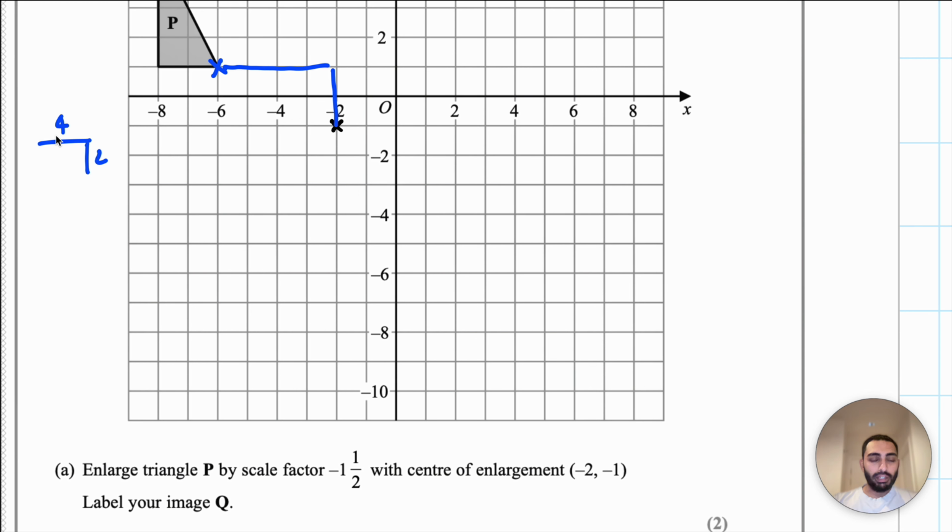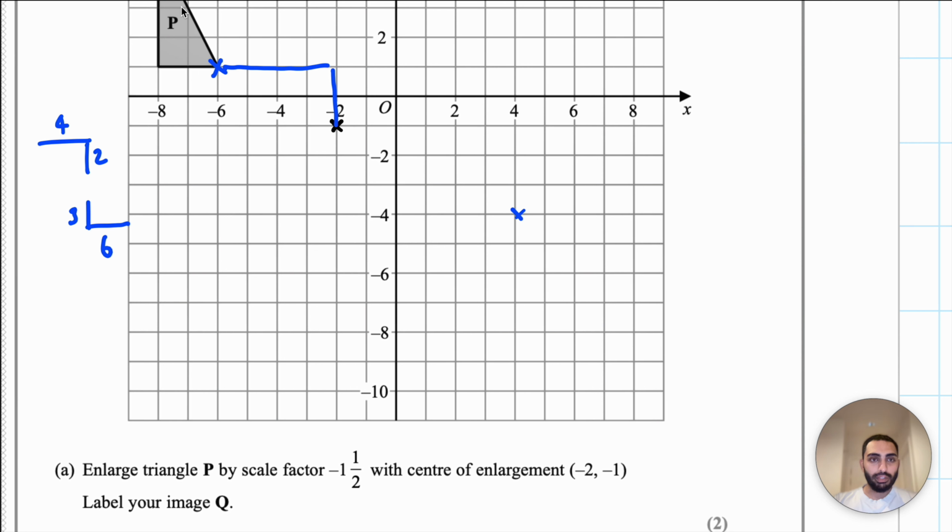Because I've got up by 2 and across by 4, I need to do the opposites of that, but times it by 1.5. So I'm going to go down, and I'm going to go right to get this point. 2 multiplied by 1.5: 2 multiplied by 1 is 2, and 2 multiplied by half is 1, so 2 add 1 is 3. Or you could just do 2 plus half of 2. And 4 plus half of 4 is 6. So we need to go down by 3, so 1, 2, 3, and then go across by 6. 1, 2, 3, 4, 5, 6. So that's that one done.